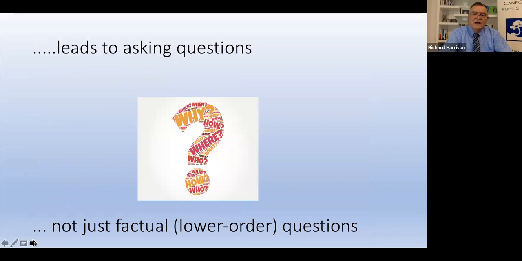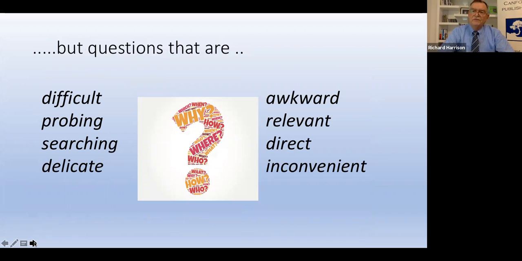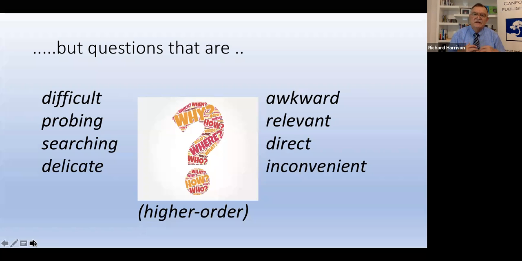And it's asking questions, not just factual questions, but questions that are perhaps difficult or probing or searching, delicate, awkward, and so on, even inconvenient questions. And a lot of these might be what we call higher order questions. So this is something that we need to encourage, I feel, in our students. The ability to ask questions and sometimes ask difficult questions.